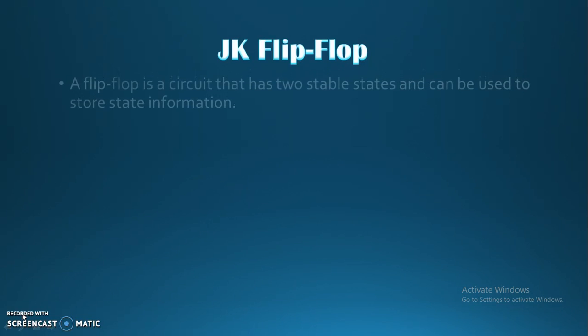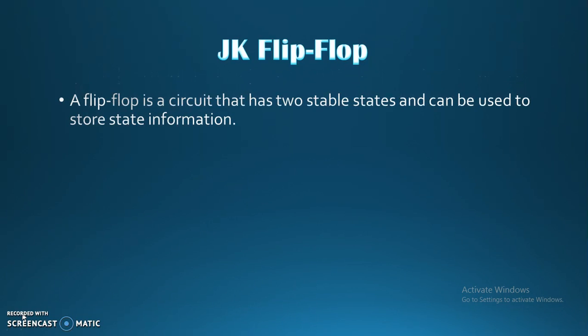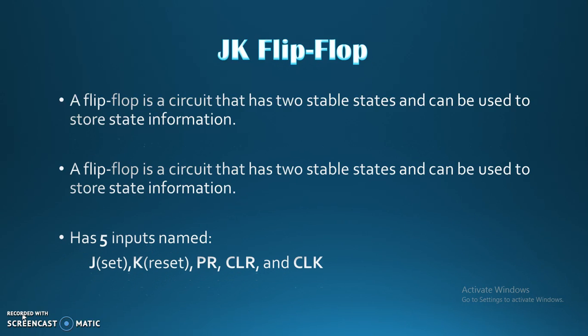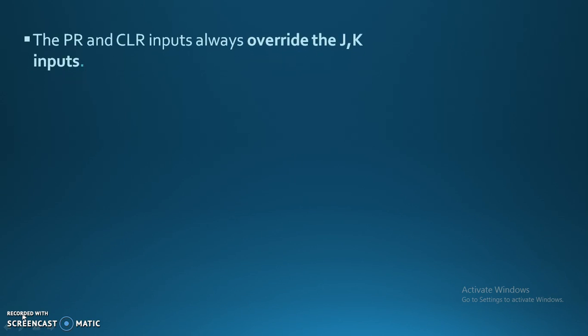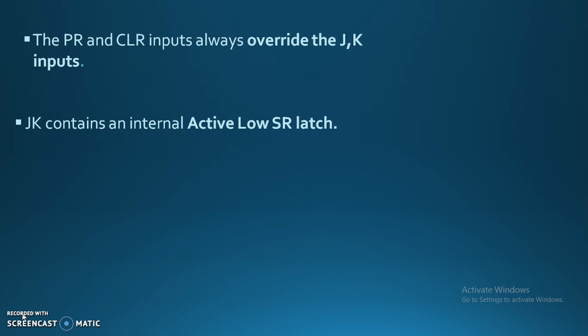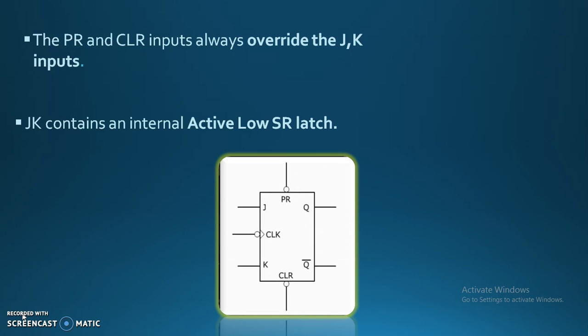Second is the JK flip-flop. It is a circuit that has two stable states and can be used to store state information. It has 5 inputs named J, K, PR, CLR and CLK. The JK contains an internal active low SR latch.